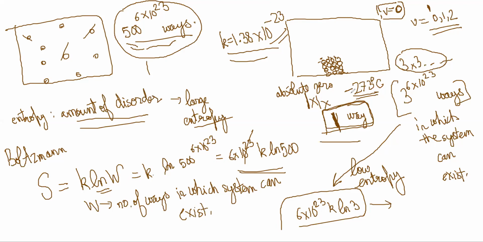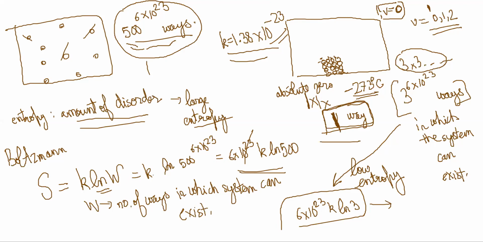system. And how do you measure disorder? By doing this calculation of K into ln W, where W is the number of ways in which the system can exist. You will not be asked to do that calculation very often. This is not something that you will need to do a lot. I'm just telling you so that you understand how to measure something like entropy. So there is a way to measure.